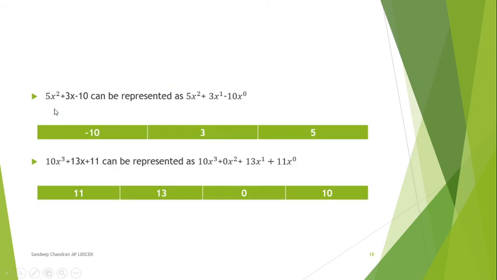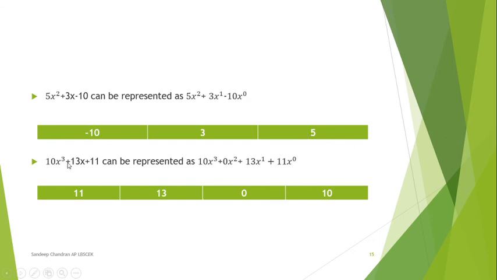Let's take an example: 5x square plus 3x minus 10. Okay, it's a polynomial. I want to represent that. First thing we do is fill up the missing entries. So 5x square plus 3x minus 10x raised to 0. So the x raised to 0 term is minus 10, which will be represented in A of 0. X raised to 1 term's coefficient is 3, represented in A of 1. X square's value will be represented in the 2nd location, like that.